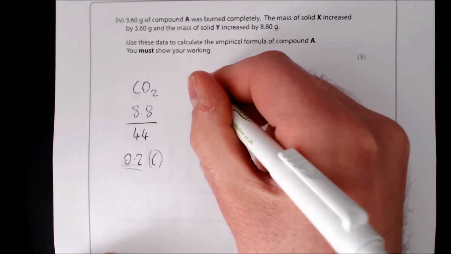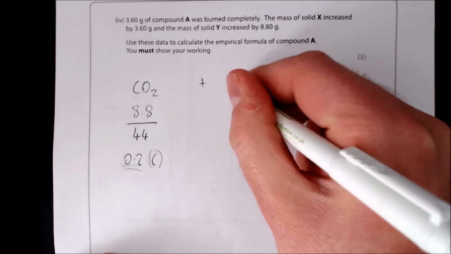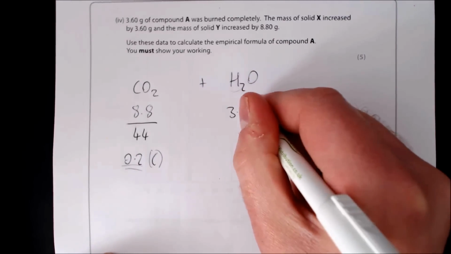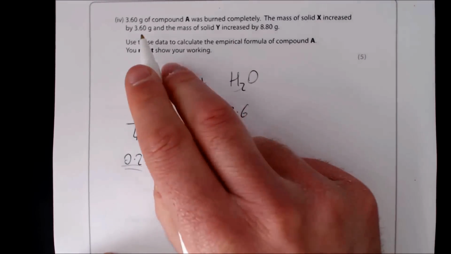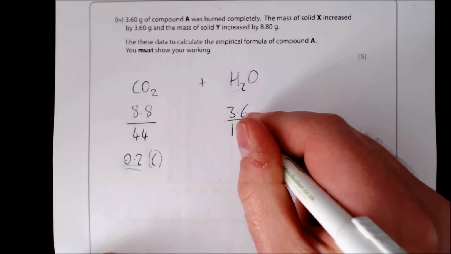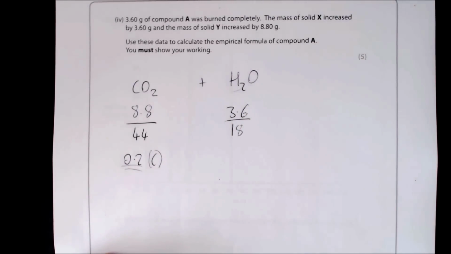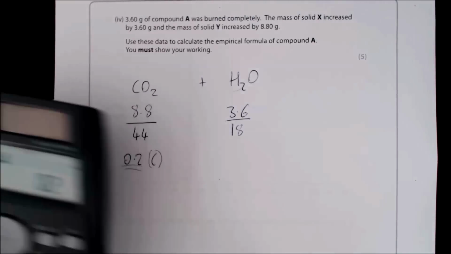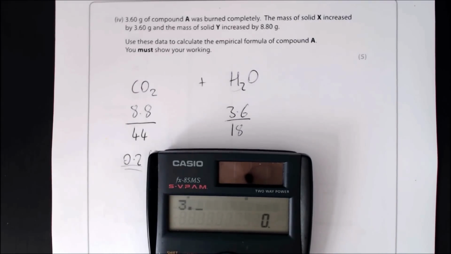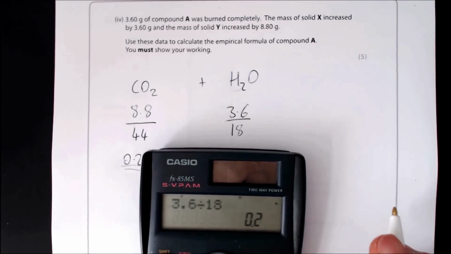Also, we've got water as well, and the water can tell us the number of moles of hydrogen because it's the only molecule with hydrogen in. So again, we had an increased mass of 3.6 grams, and we're going to divide that by the molecular mass of water, which is 18. Again, you work that out from the periodic table. So oxygen 16 and then 2 hydrogens at 1 each, so that's 18. Put that in our calculator: 3.6 divided by 18. We're going to get 0.2 as well.